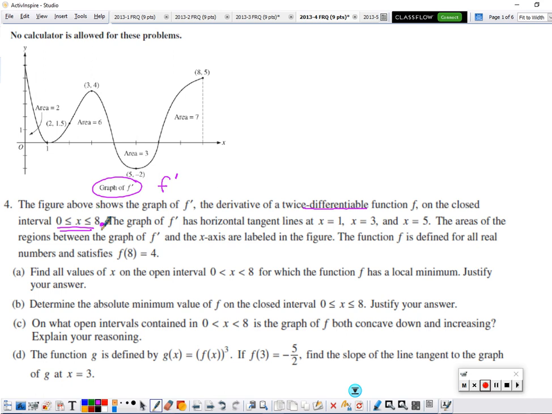Graph of f prime has horizontal tangents at x equal 1. I can see that. X equal 3. I can see that. And x equal 5. So I'm good there. Period.